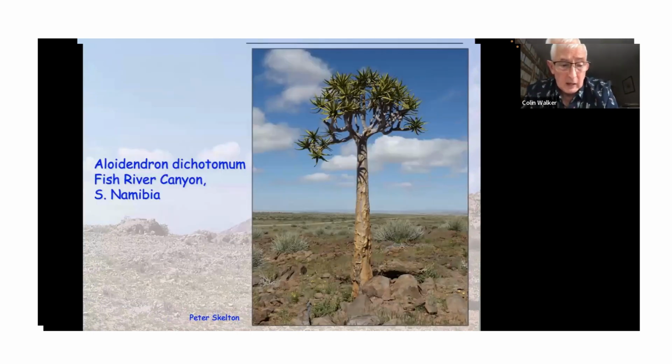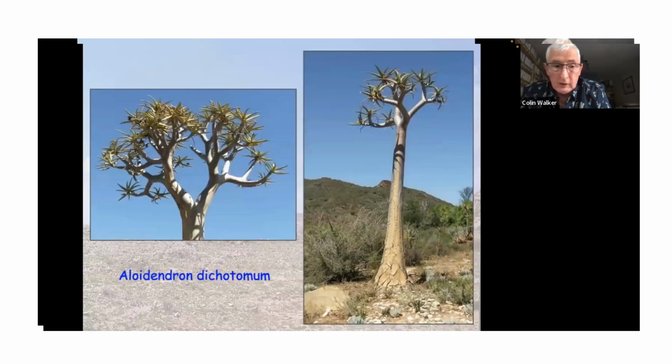And here it is. This is taken by my colleague Peter Skelton, Aloidendron dichotomum in the Fish River Canyon in southern Namibia. And this gives you the typical view of a tree aloe. So a single straight trunk with a rough fissured bark. Some of those edges of the bark are really quite rough and sharp, with a canopy of leaves, rosettes at the terminus of each branch, dichotomous branching, and the absence of persistent leaves.